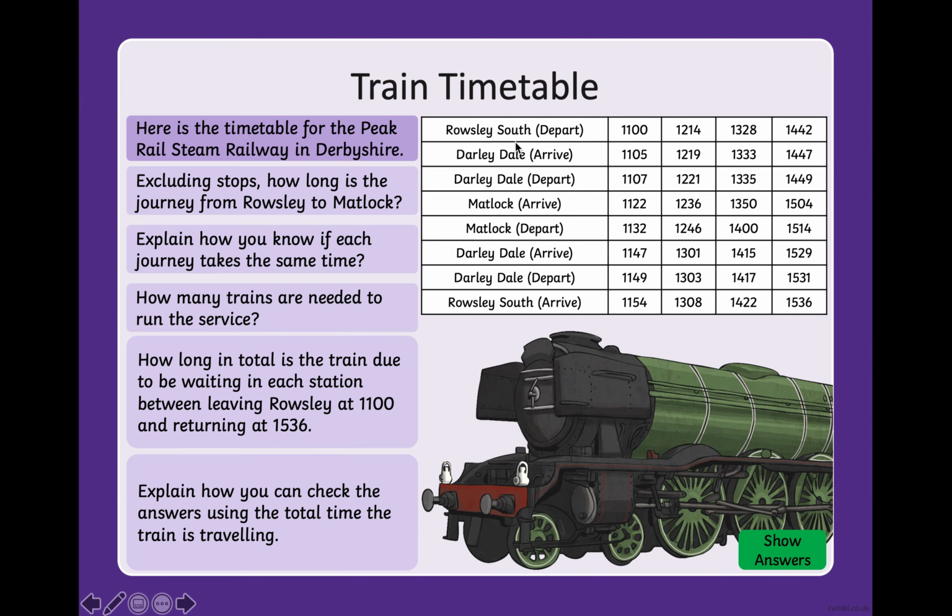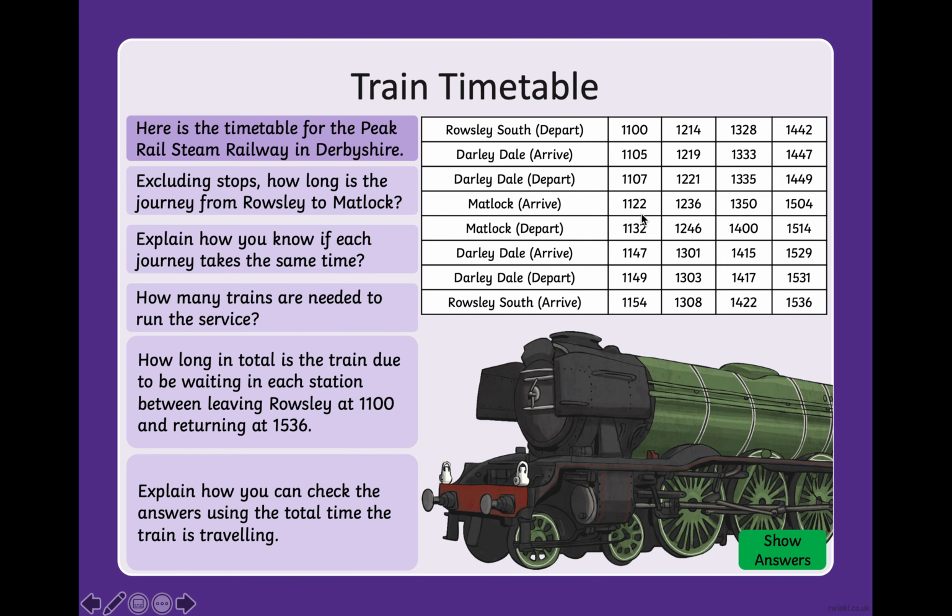Now the first question says, how long does it take to reach from here to here? And it also says excluding stops. Excluding stops meaning without the time that it stopped, meaning between these two. Okay, so it took it 5 minutes to reach from the Rowsley to Darley, 5 minutes, excluding the stops, which means this 2 minutes. From Darley-Dale to Matlock, okay, 11:07 to 11:22.